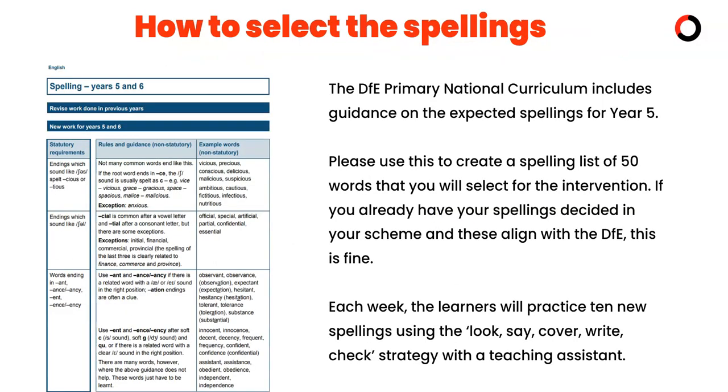How to select the spellings. The DFE primary curriculum includes guidance on expected spellings for Year 5. Please use this to create a spelling list of 50 words that you will select for the intervention. If you already have your spellings decided in your scheme and these align with the DFE, this is fine. Each week, the learners will practice a minimum of 10 new spellings using the strategy with a teaching assistant or teacher.